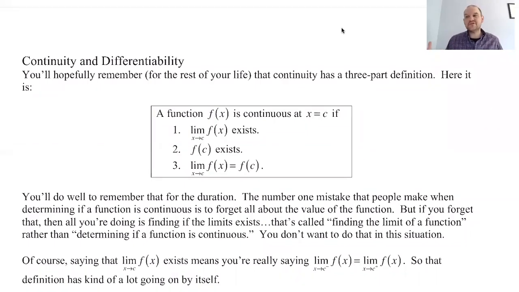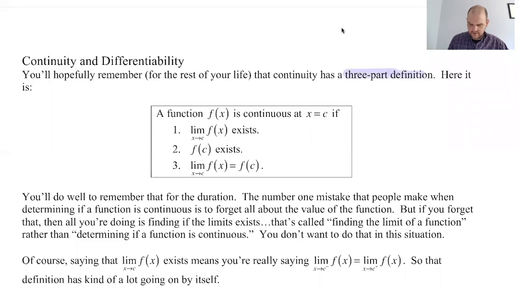Okay, in this video, we're going to start talking about continuity and differentiability. That's notes 4 of Calc AB, and we're on page 1. So let's see what we're doing. It says, hopefully you'll remember for the rest of your life that continuity has a 3-part definition. So I really want you to know all 3 parts.